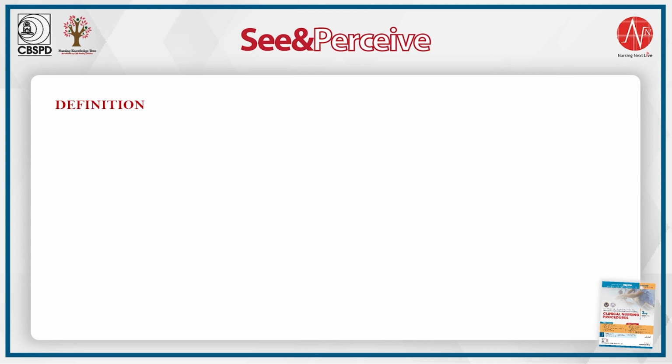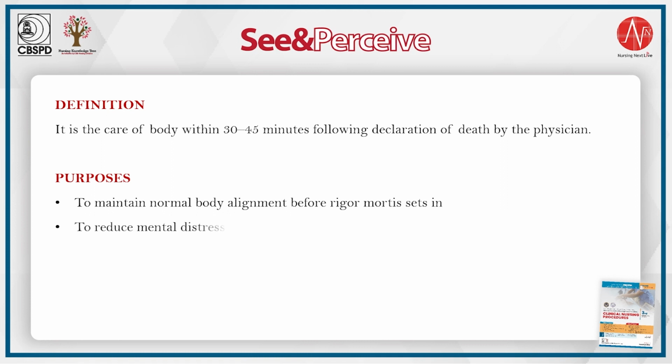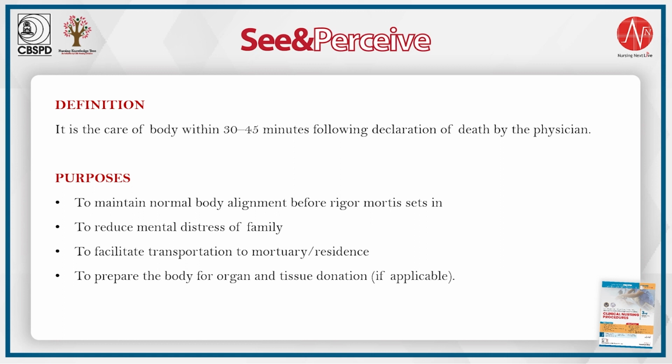deceased. Definition: it is the care of body within 30 to 45 minutes following declaration of death by the physician. Purposes: to maintain normal body alignment before rigor mortis sets in, to reduce mental distress of family, to facilitate transportation to mortuary or residence, to prepare the body for organ and tissue donation if applicable.